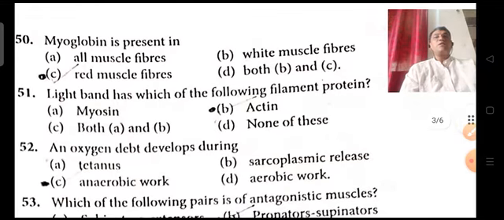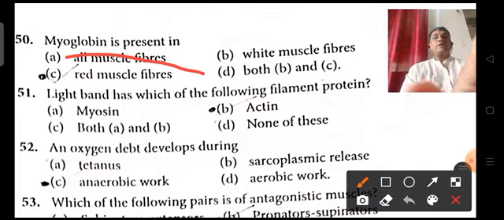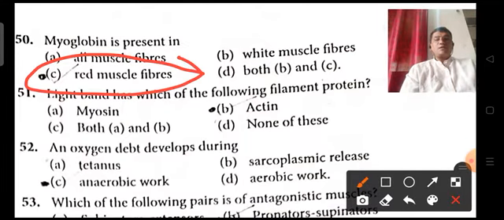Next question. Myoglobin is present in white muscle fibers, red muscle fibers, or both B and C. Generally myoglobin is mostly present in the red muscles because of the presence of a larger quantity of mitochondria, and they are more functional. So the answer is red muscle fibers, which consist of more myoglobin.